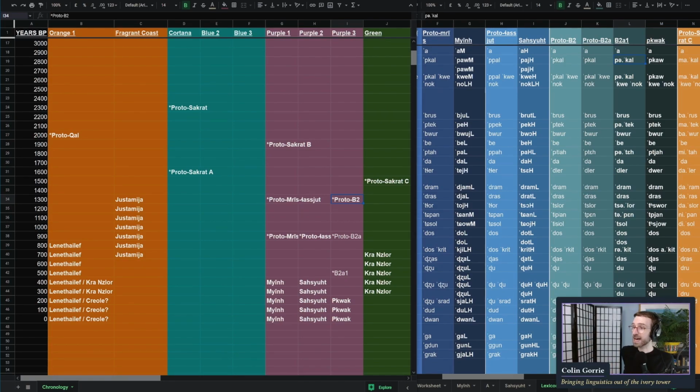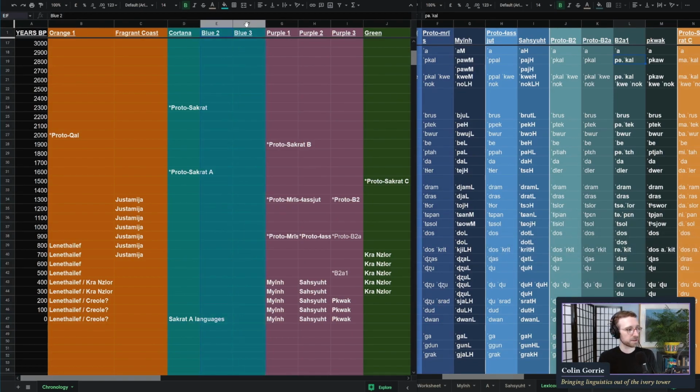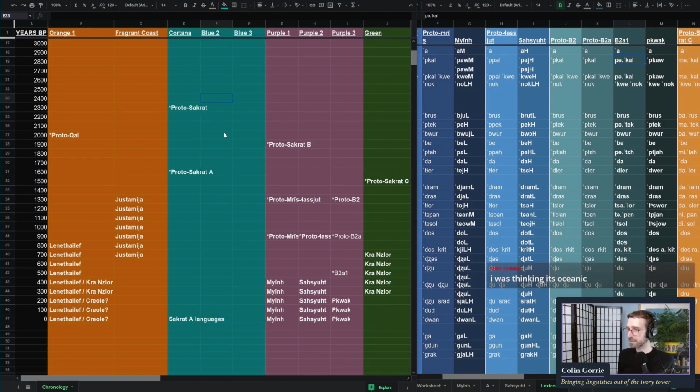Yeah. Elijah, we could make a writing system adapted for Eustamia and then use it for Lenadilef as well. It's not that blue isn't populated anymore. It's just that we haven't really developed the A branch. So we can imagine Sakrat A languages of some kind. And we don't really know much about these, blue 2 and blue 3 yet. So maybe there is some other stuff going on there. Another family, perhaps.